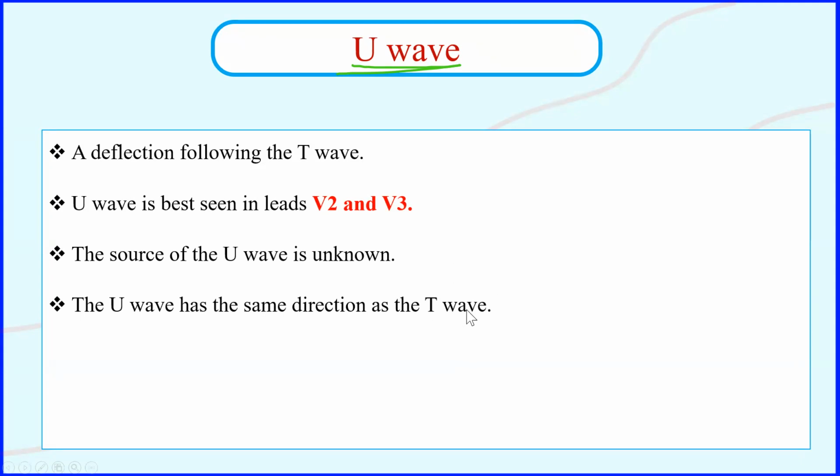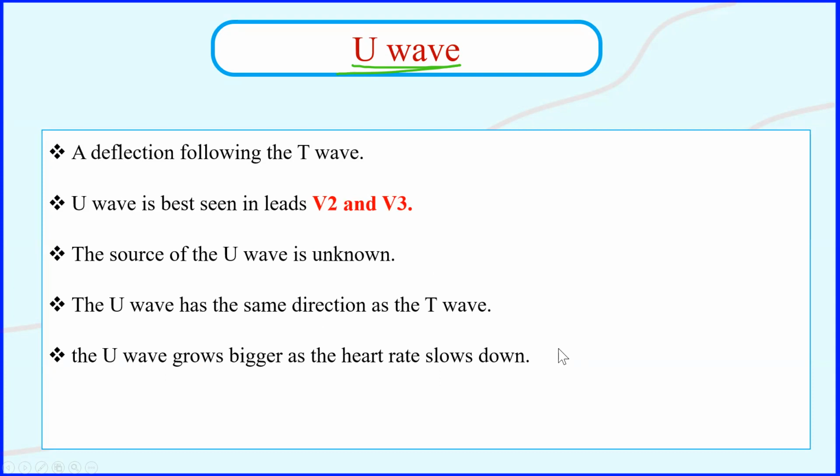So if you have a normal U wave, you will best see it in V2 and V3, and it will have the same direction as the T wave. And a rule of thumb here: the U wave grows bigger as the heart rate slows down. There is an inverse relationship between the U wave and the heart rate. Because if the heart rate is slower, it will give you more time to record any electricity from the heart, because there will be enough space between each beat. So any electricity that is generated will be recorded by the EKG leads.